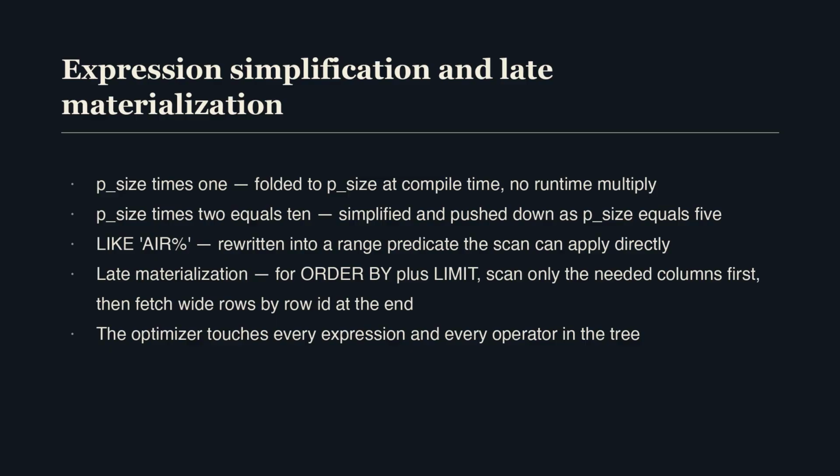Late materialization handles a specific shape: order by plus a small limit. Without it, the engine reads every column you asked for, sorts the whole set, and returns the top 10. With it, the engine first scans only the column you sorted on, plus the row ID, finds the 10 matching row IDs, and only then fetches the wide rows by ID. For a query that returns 10 rows out of 15 million, this is the difference between reading 9 columns of every row and reading 1 column.